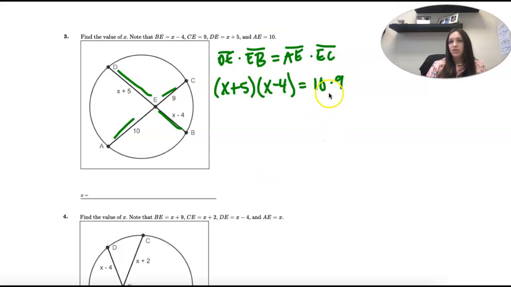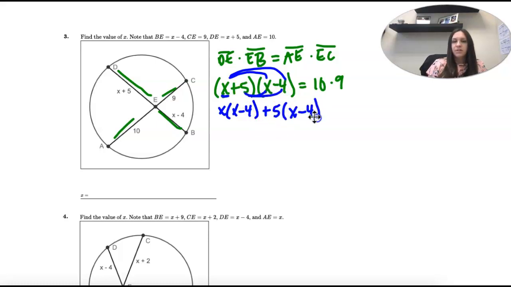So we have some distributive property over here with binomials. So remember, we take this x, and we want to multiply it to both of these. So I'm going to say x times x minus 4. And then this 5 also has to go to both of those. So 5 times x minus 4 equals 90. And that will be the distributive property.